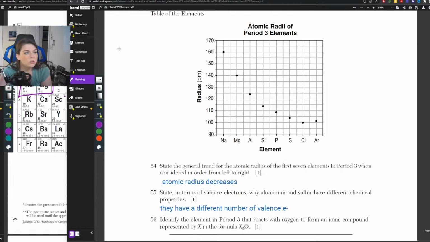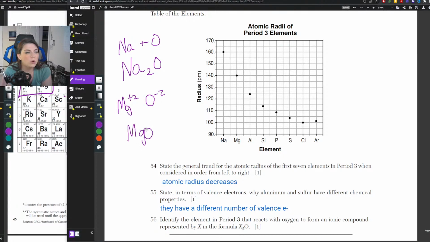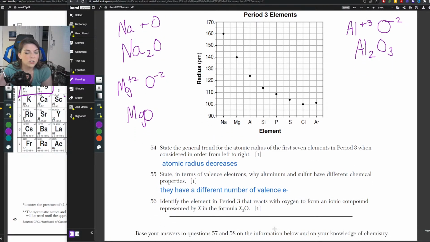So I would do sodium and oxygen, and that would give me Na2O. Magnesium and oxygen, plus 2 and minus 2, would give me MgO. And then aluminum is plus 3 and oxygen is minus 2. And remember, these are the oxidation states. They're just coming from that top corner of the periodic table. I'd get Al2O3. So which one matches? It's sodium. So the correct answer to 56 would just be sodium.